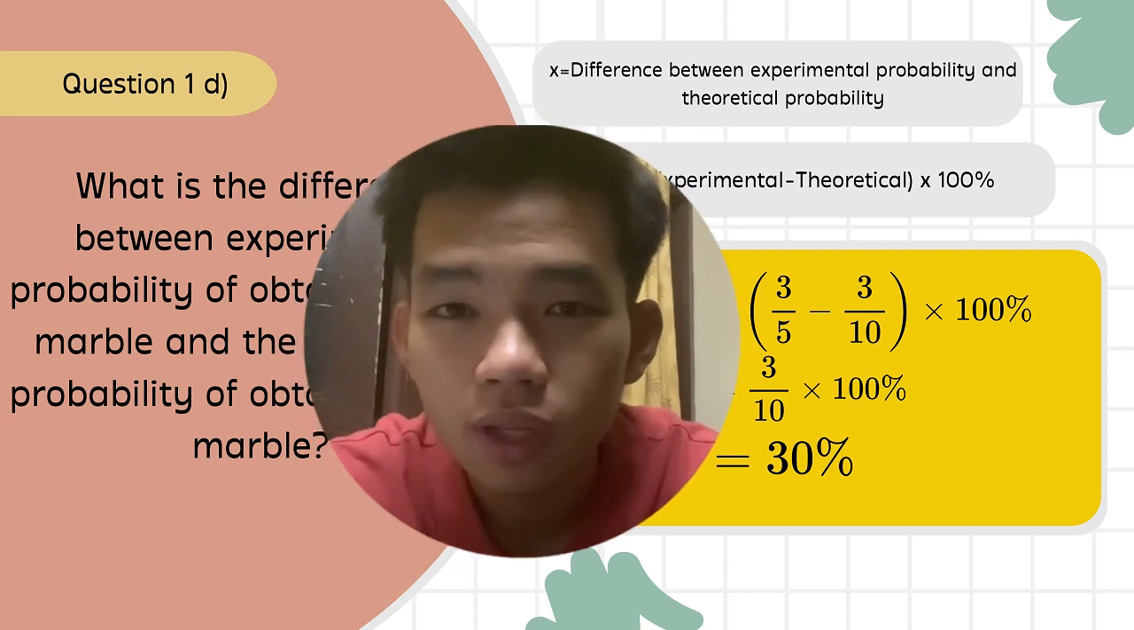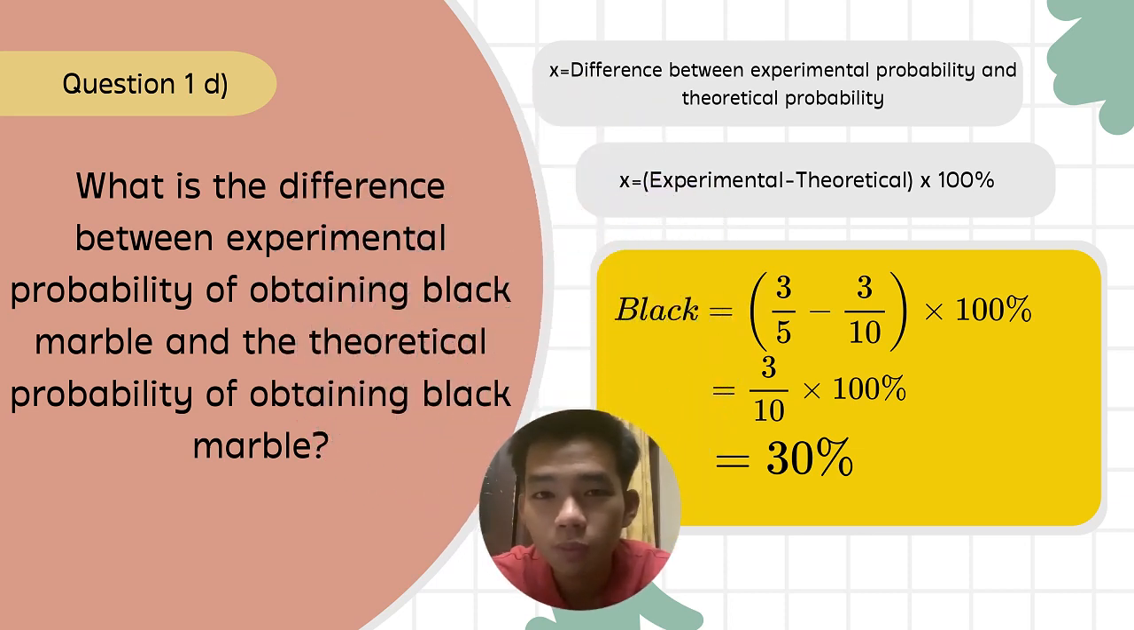For question D, we need to know the difference between the experimental probability of obtaining a black marble and the theoretical probability of obtaining a black marble. The formula that we use is experimental minus theoretical times 100%. So the difference is 3 over 5 minus 3 over 10 times 100%, and we get 30%.